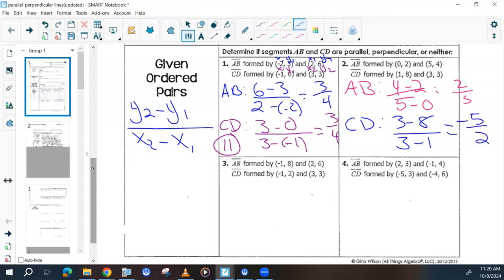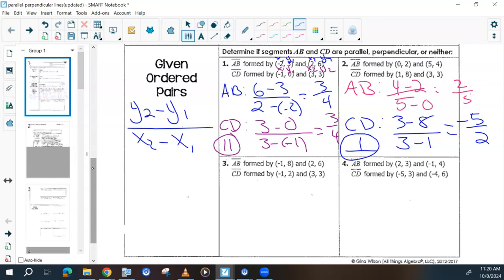-5 over 2. So those are flipped versions of each other, and one is positive, one is negative. So that would be which type? Parallel, perpendicular, or neither? Parallels, if they're the same, perpendicular. So if they have negative reciprocals, they are perpendicular. Okay.